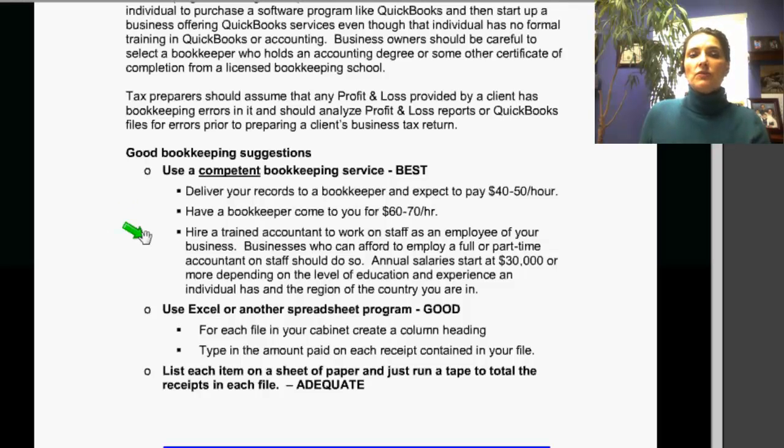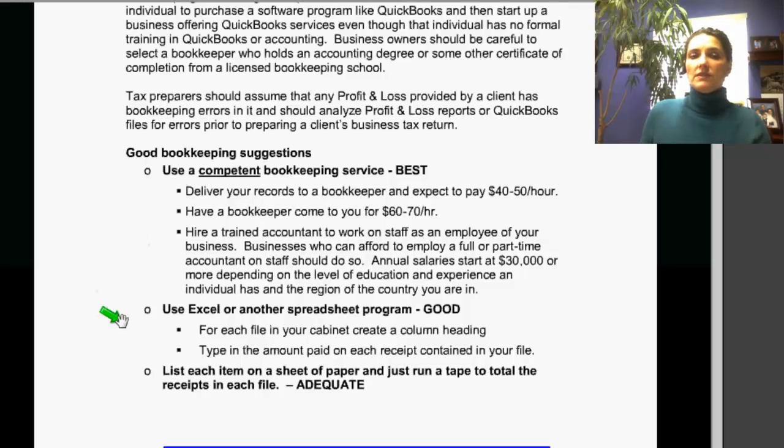Also, you can hire a trained accountant to work on staff as an employee of your business. Businesses who can afford to employ a full or part-time accountant on staff should do so. Annual salaries start at $30,000 or more, depending on the level of education and experience an individual has and the region of the country you are in.